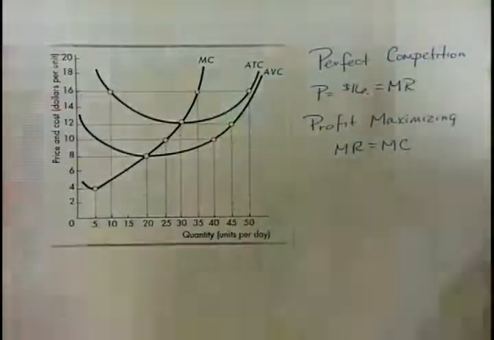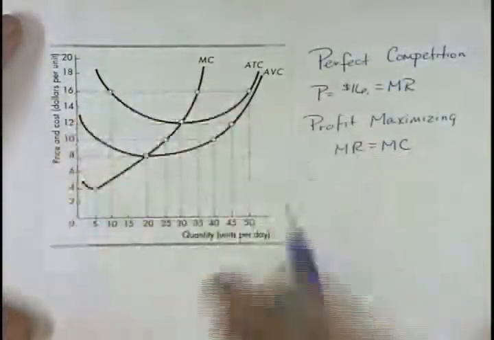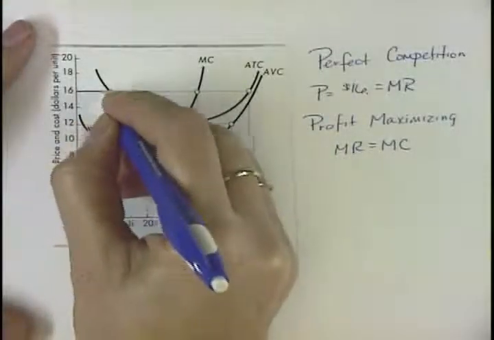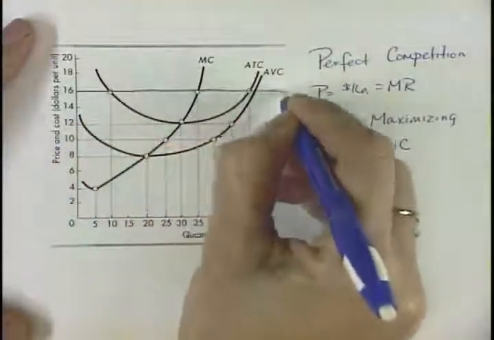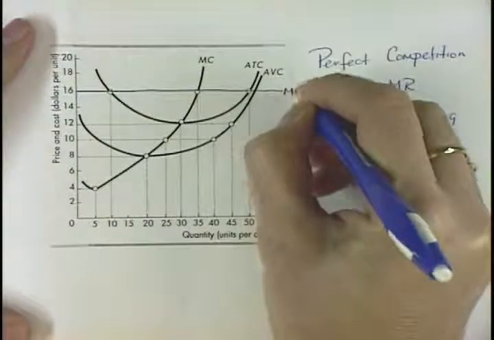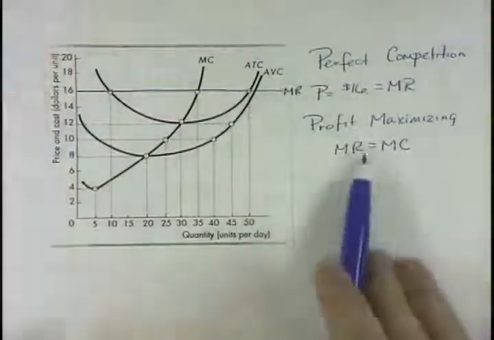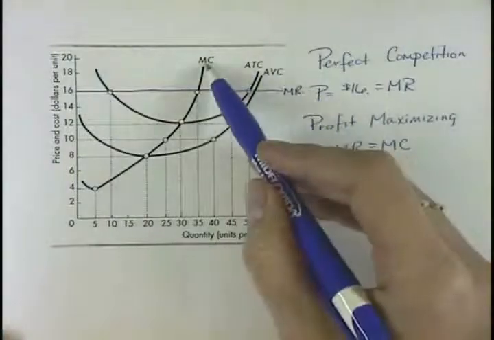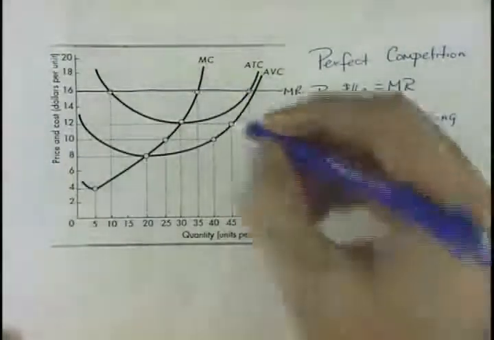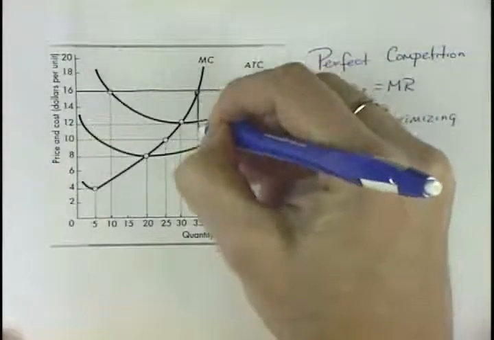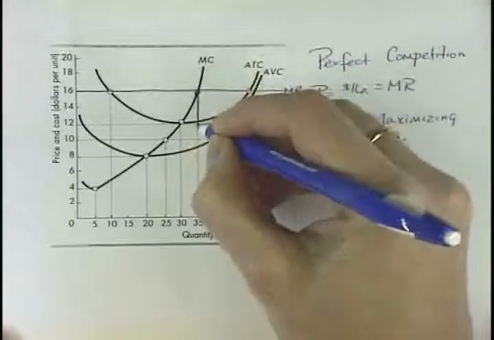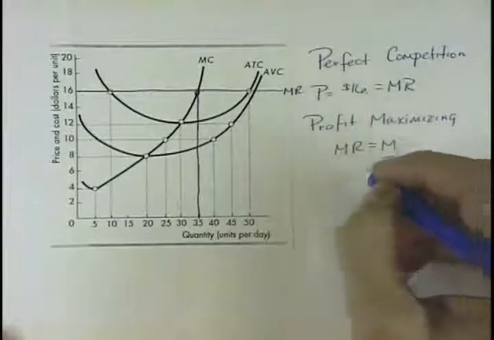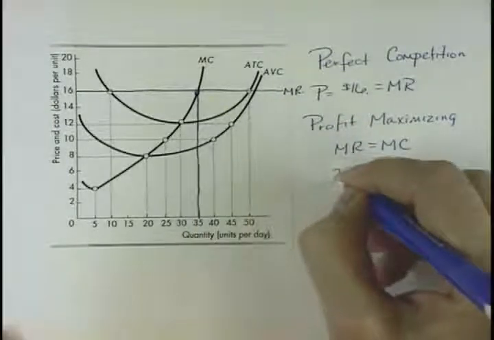Okay, so let's say the price is $16. Our marginal revenue curve is going to be horizontal at that price, so my marginal revenue curve is right here. To find my profit maximizing output, I'm going to find where my marginal revenue curve intersects my marginal cost curve. I find that point where they intersect, I bring this down, and my profit maximizing output is going to be 35 units.